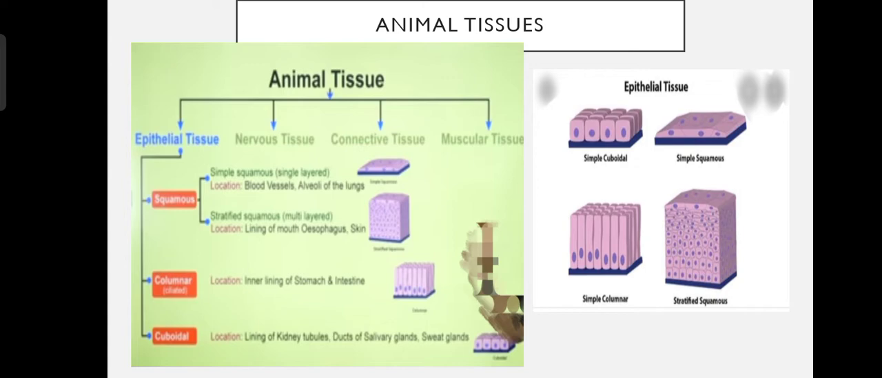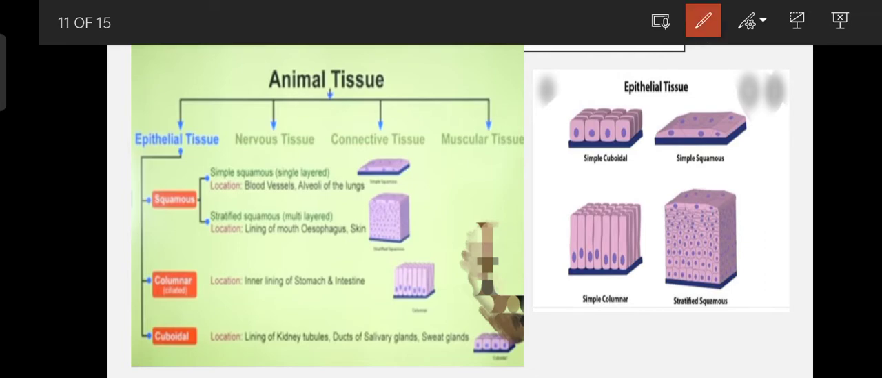They are present in the blood vessels and alveoli of the lungs. Next, stratified squamous epithelium. Stratified squamous epithelium is multi-layered. You can see in this picture, this is simple squamous and this is stratified squamous. This one is single layered and this stratified squamous is many layered or multi-layered tissue.